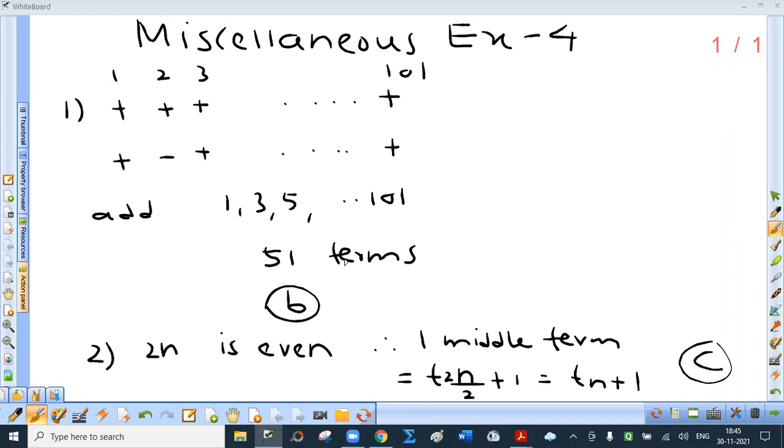Second, the middle term in the expansion of (1 plus x) raised to 2n will be. Now 2n is definitely even. So number of terms is odd. So there is only one middle term, t of 2n by 2 plus 1. So t n plus 1. That is, the (n plus 1)th term is the middle term. Correct option is C, Calcutta.